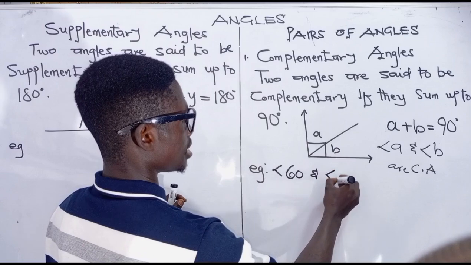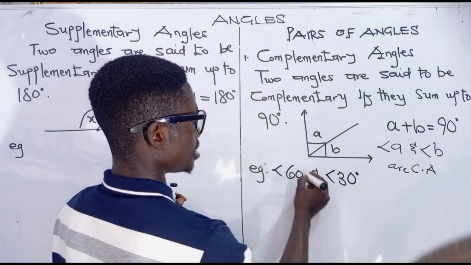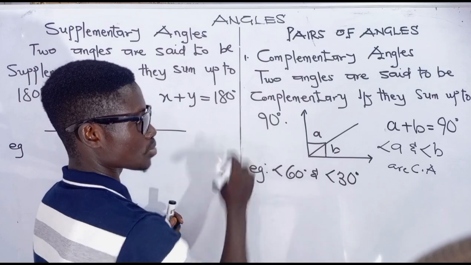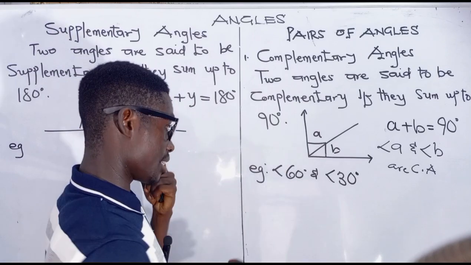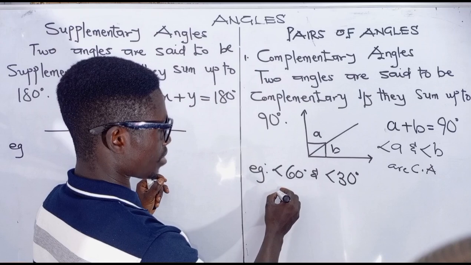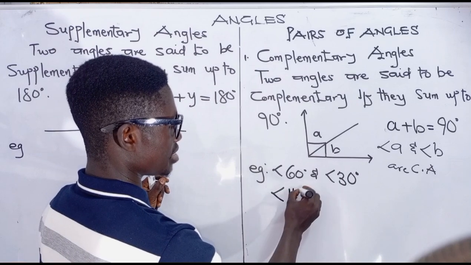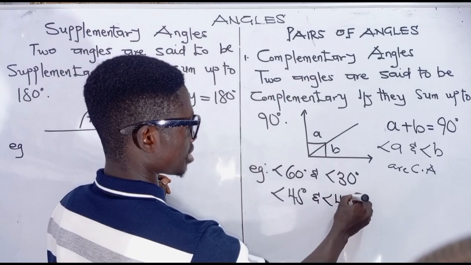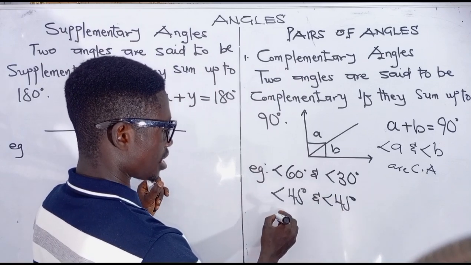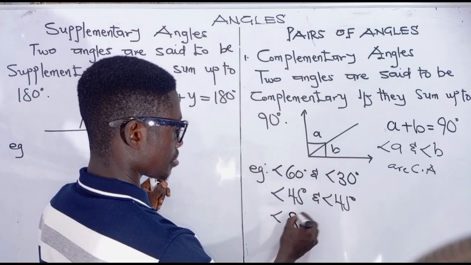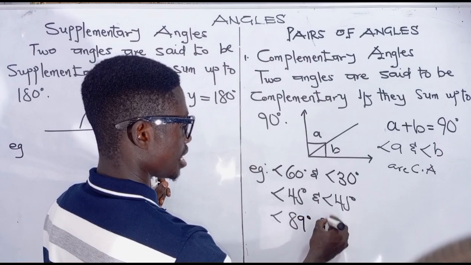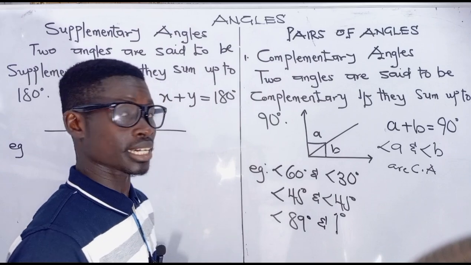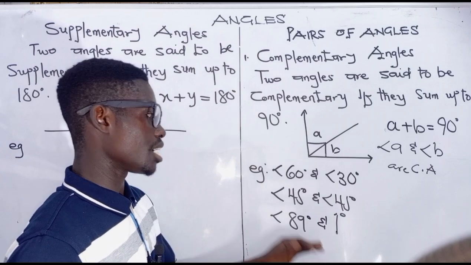Examples of complementary angles: we can look at angle 60 degrees and angle 30 degrees. These two angles are complementary because the sum of these two angles is equal to 90 degrees. Another example is angle 45 degrees and angle 45 degrees. We can also talk of angle 89 degrees and angle 1 degree. These and many more are examples of complementary angles.